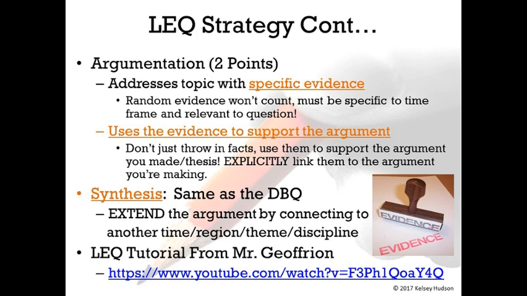Next, as you are writing, you get 2 points for using evidence to back up your argument. Since there are no documents, your evidence comes from your brain. There's 2 points for this, much like the discussion of the historical thinking skill, kind of one lower level and then one for really analyzing it.